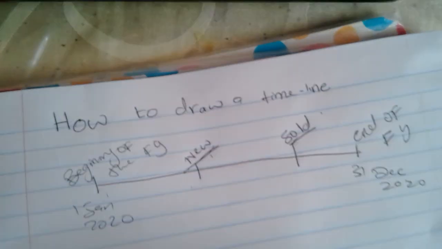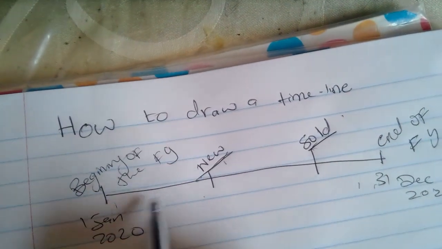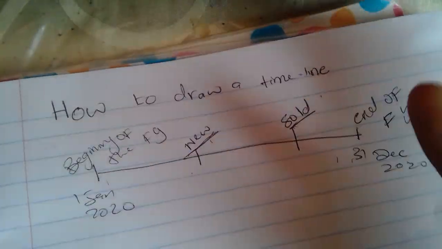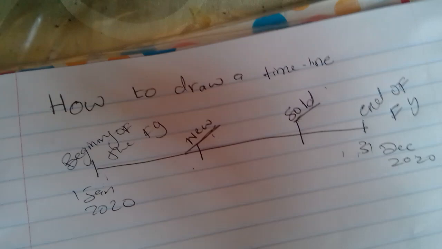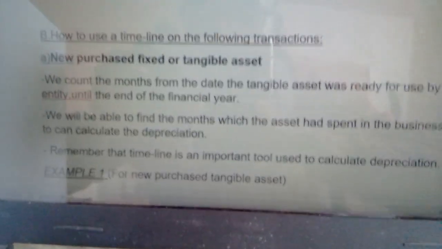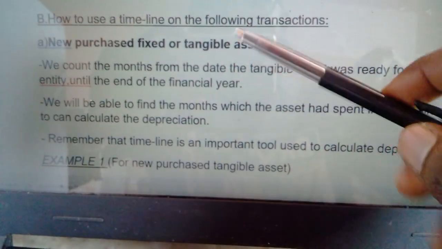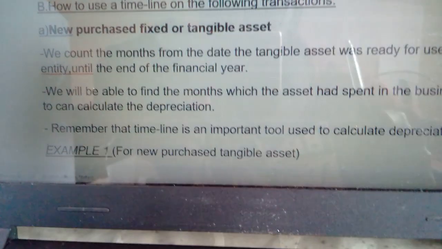After that, you'll be able to count the dates, because when you count the dates, you get the period which the asset has been held. Can I explain this further? Okay, we're going to see how to use the timeline on the following transactions.